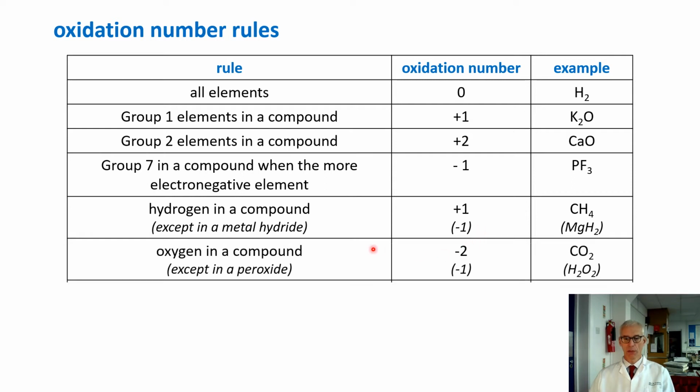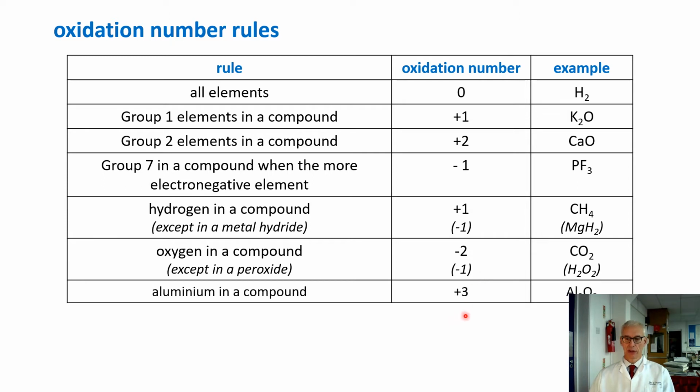Oxygen in a compound is always -2. So in carbon dioxide, we've got 2 oxygens. Each of the oxygens are in the oxidation state or have the oxidation number -2. There is an exception to the oxygen rule, and that is in a peroxide. For instance, hydrogen peroxide, H2O2, where the oxidation number of oxygen is -1.